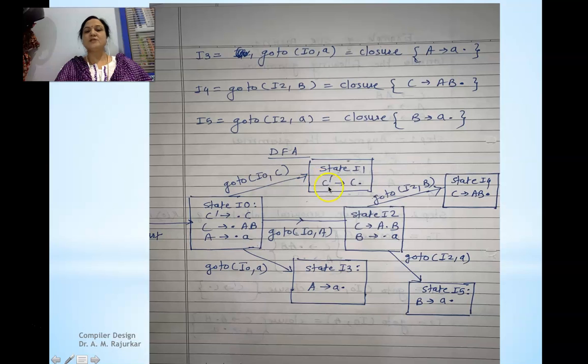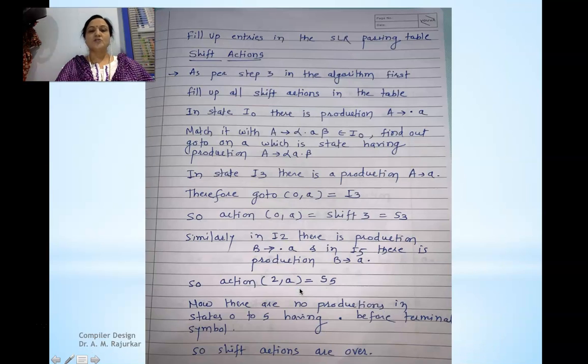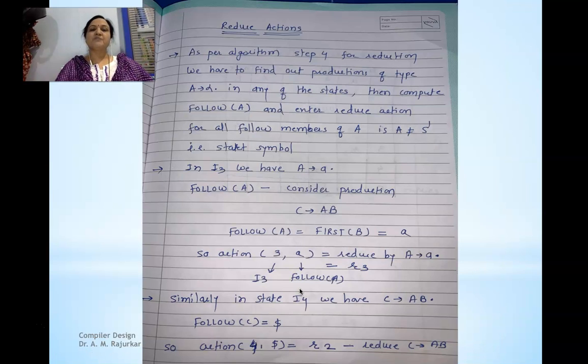But this is reducing to the start symbol of the grammar. So we will not have a reduce action here, we will have an accept action here. So let's go to the next. C tends to A dot B, it's not a complete item. This is also not a complete item. In I3, yes, we have a complete item, A tends to a dot. So this will lead to a reduce action.